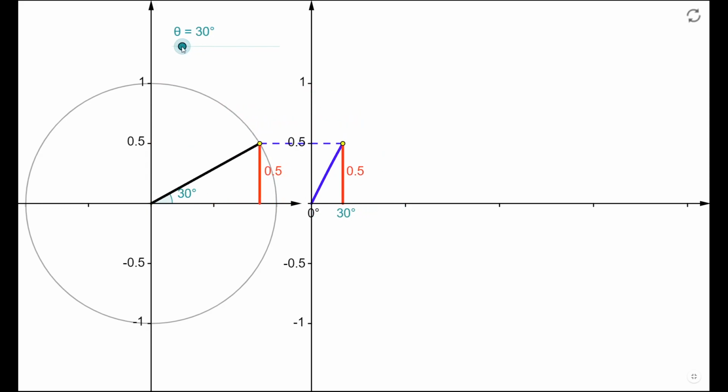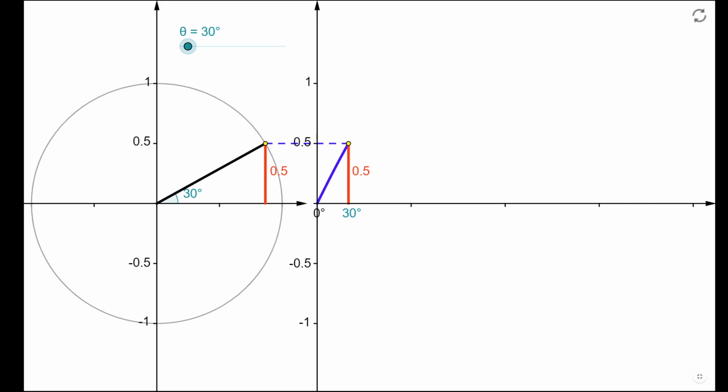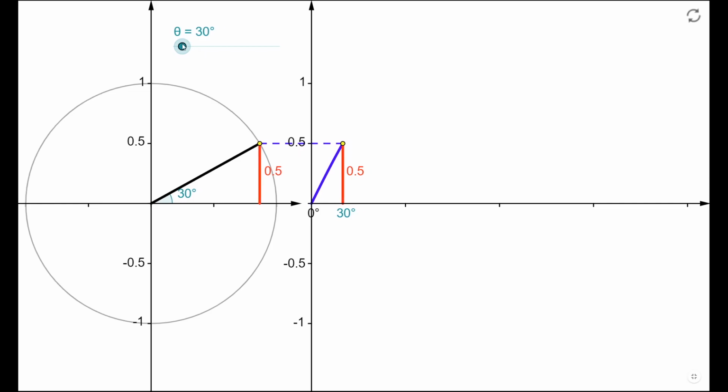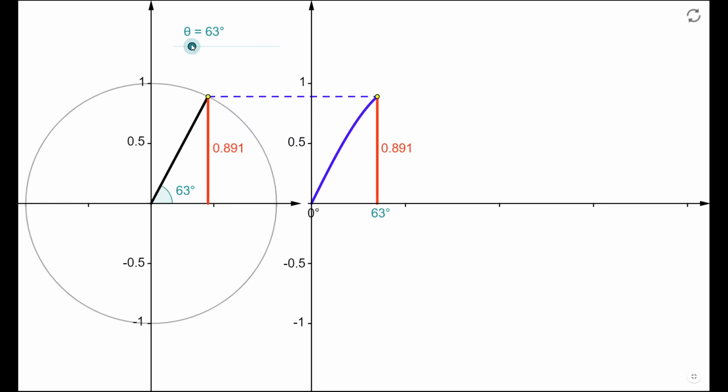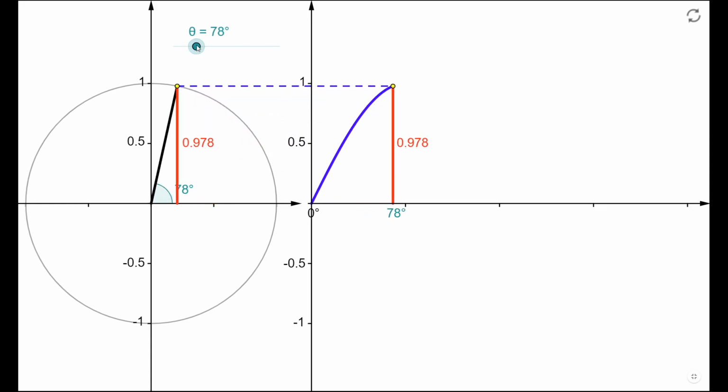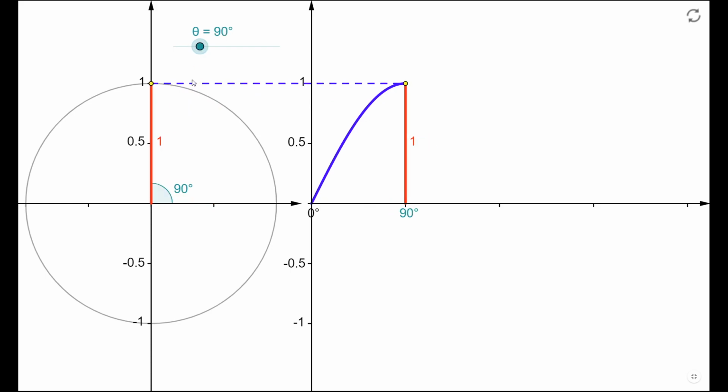And we can see that as the angle of our right angle triangle gets bigger, sine, the opposite, also gets bigger until we get to 90 degrees, in which case it's going straight up.